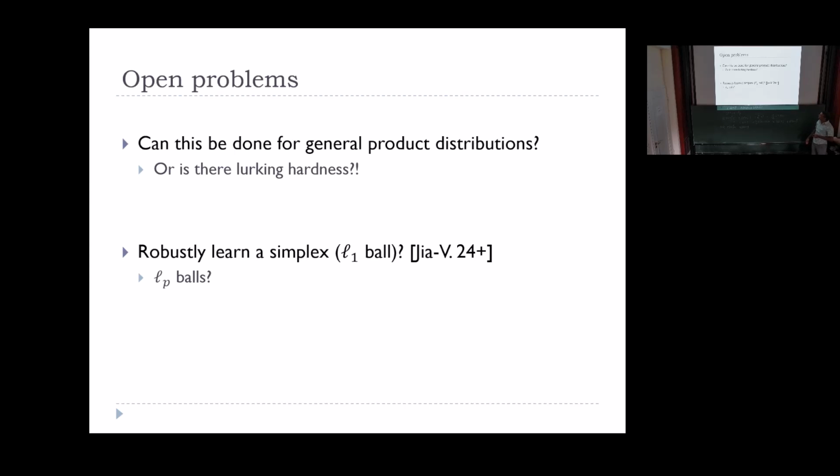Robustly estimate a simplex or an L1 ball. It appears that we may be close to this, but at the moment it's still an open problem to do this. Lp balls, maybe. There is a lot of very nice structure we know about Lp balls. Can that be used to robustly estimate from samples with corruption?